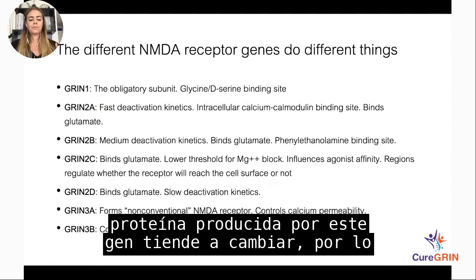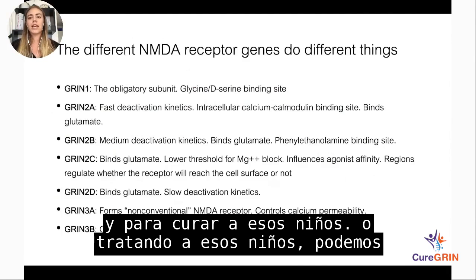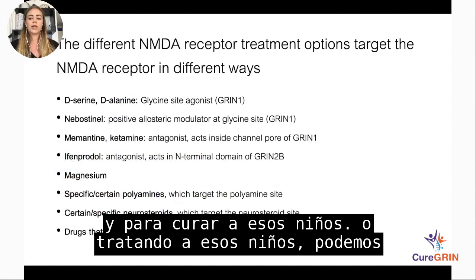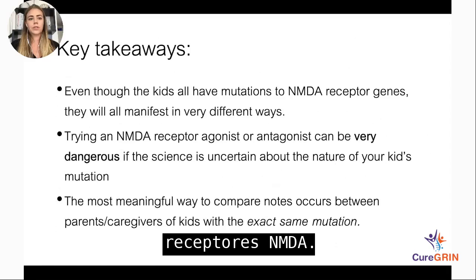the amount of gene, the amount of protein produced by this gene, tends to change. So it may be important for certain parts of development. And in treating those kids, we may be looking at drugs that indirectly target NMDA receptors.